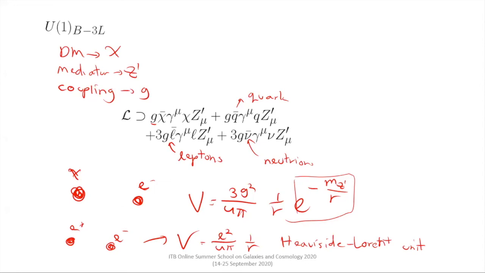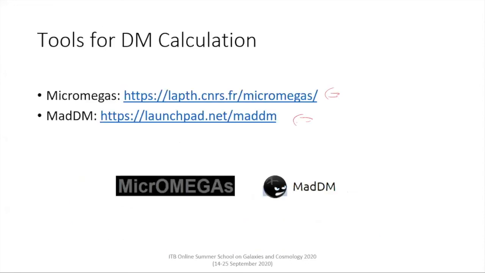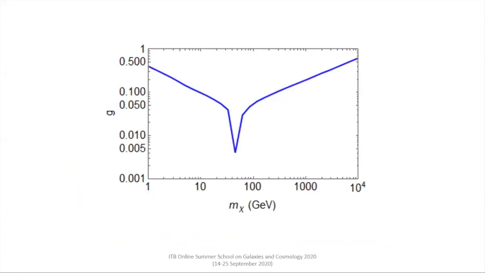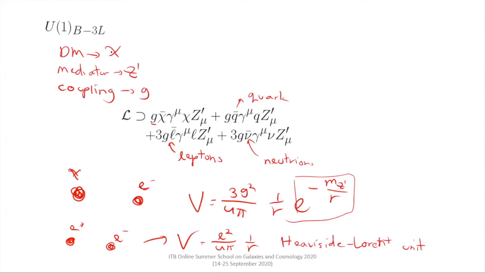But from this, if I know the Lagrangian, I know the interaction, I'll just plug it into micrOMEGAs or MadDM, and I get the value of the coupling needed to get the correct relic density. It depends on the mass of dark matter, of course. Here we have three degrees of freedom: m Z prime, m chi, and g.